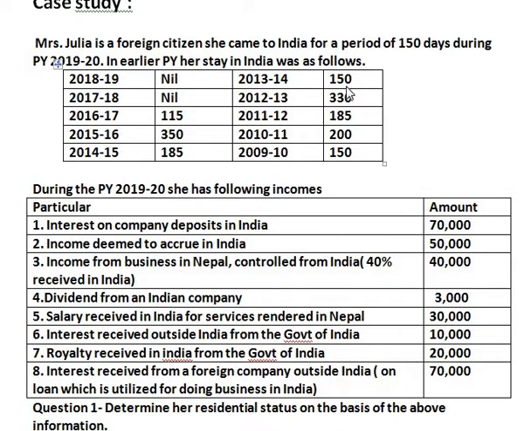So when we total the number of days Mrs. Julia stayed in India in the last 7 preceding previous years, that is 330 plus 150 plus 185 plus 350 plus 115, we get a total figure of 1130.